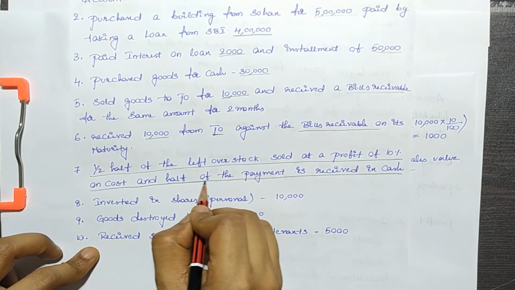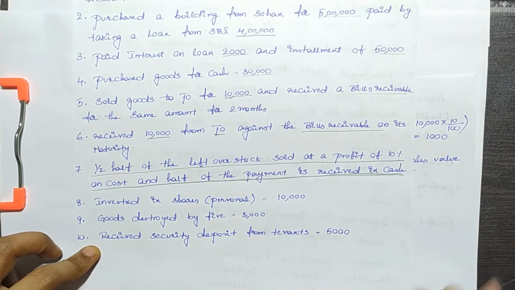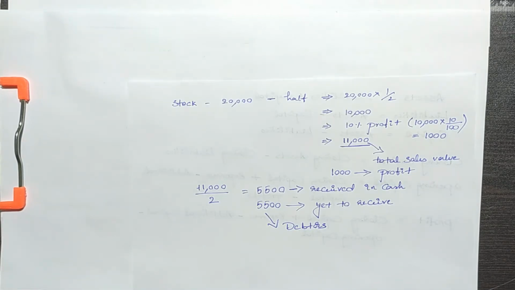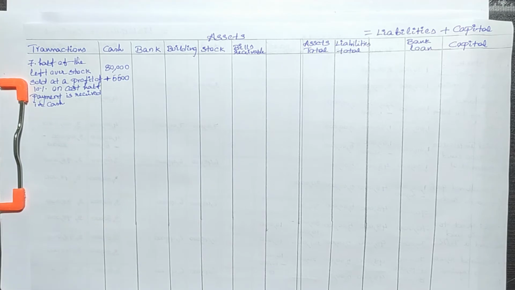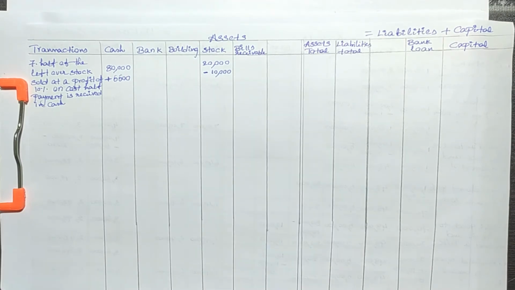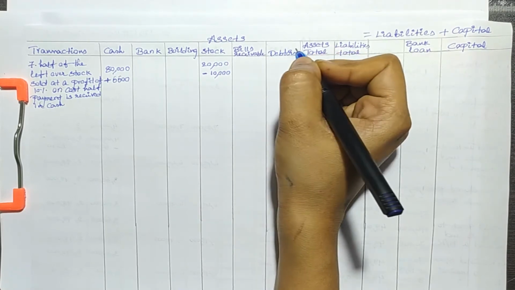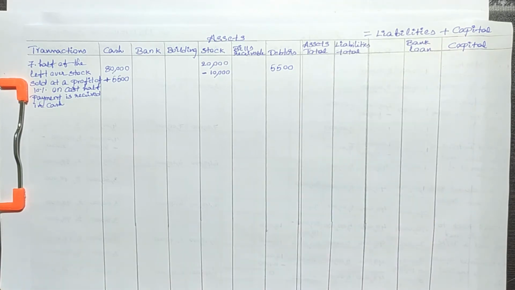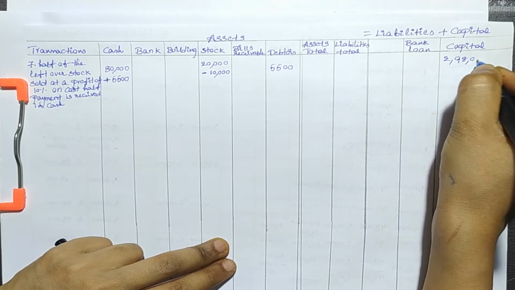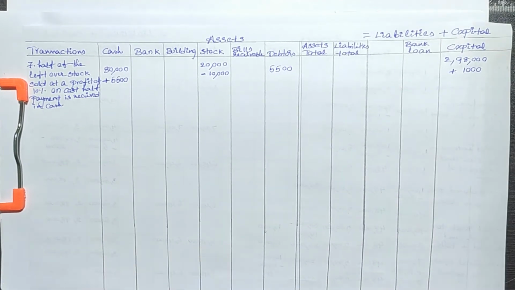The question states half of the payment is received in cash. That means half of 11,000 is 5,500 we have received in cash. And the remaining 5,500 we will mention it under debtors. First we will add 5,500 to cash because we have received 5,500 by cash. Then we will deduct 10,000 from stock because we have sold 10,000 worth of goods. Now we will create a new column under asset side because debtors are assets and we will mention 5,500 under debtors. Finally, we will add 1,000 to capital because 1,000 is our profit.